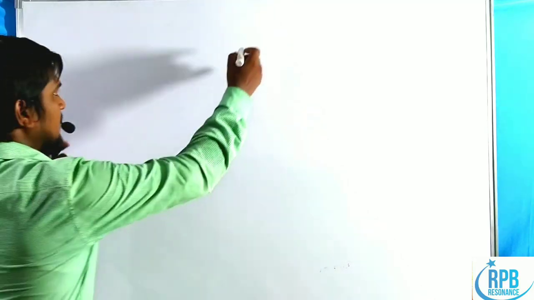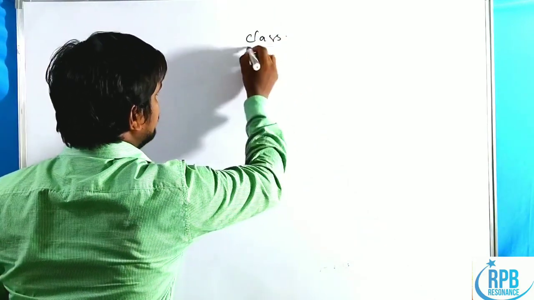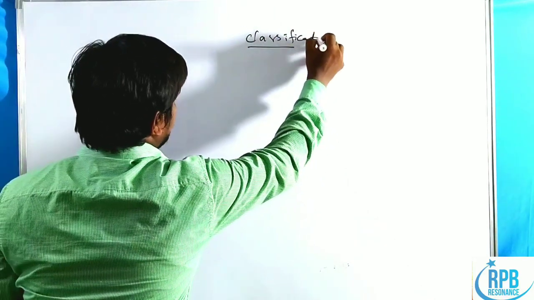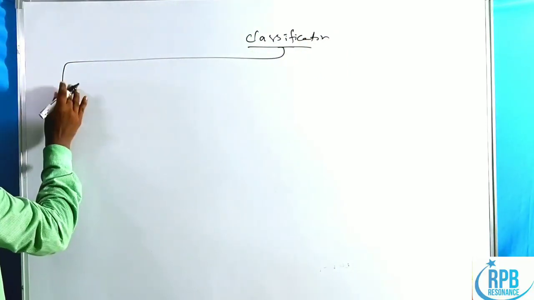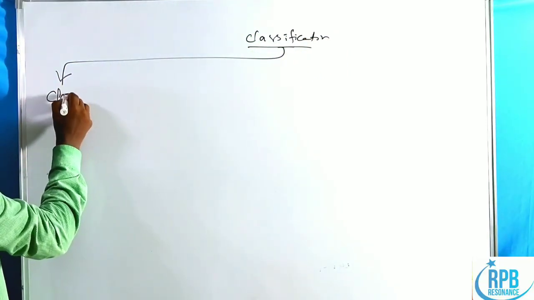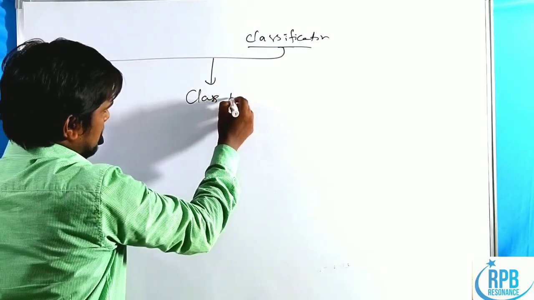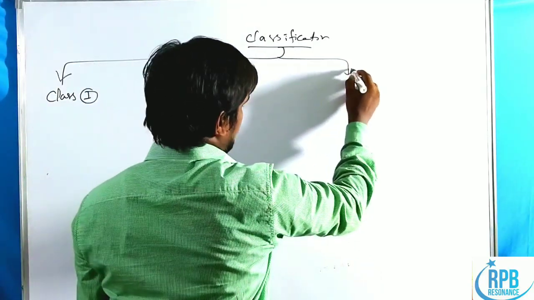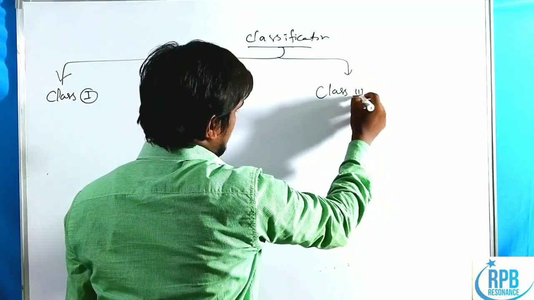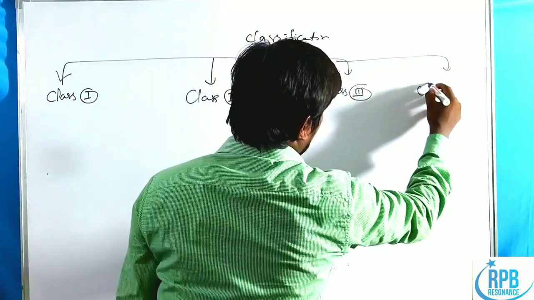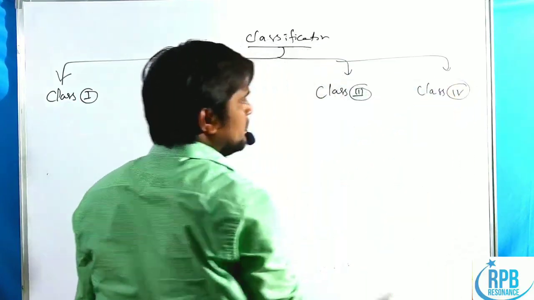Okay, let us discuss the classification of ions. Here are the four classifications: class 1, class 2, class 3, and class 4. So these four.